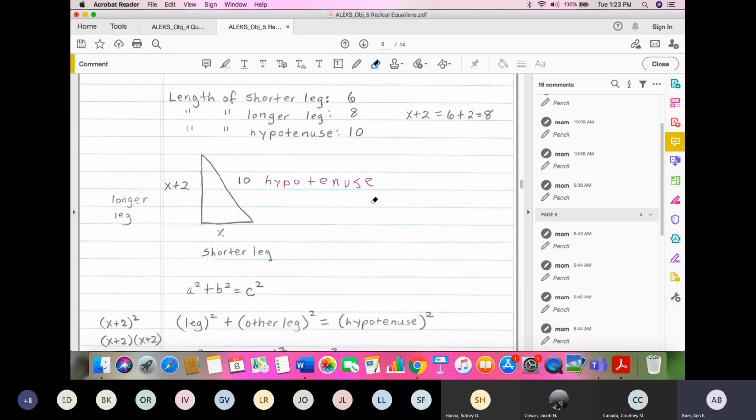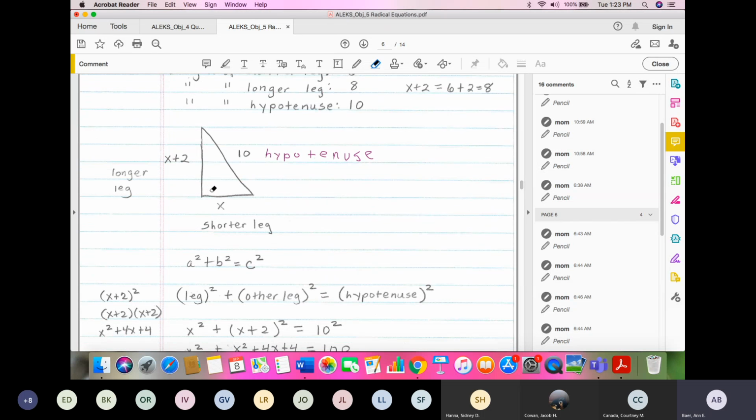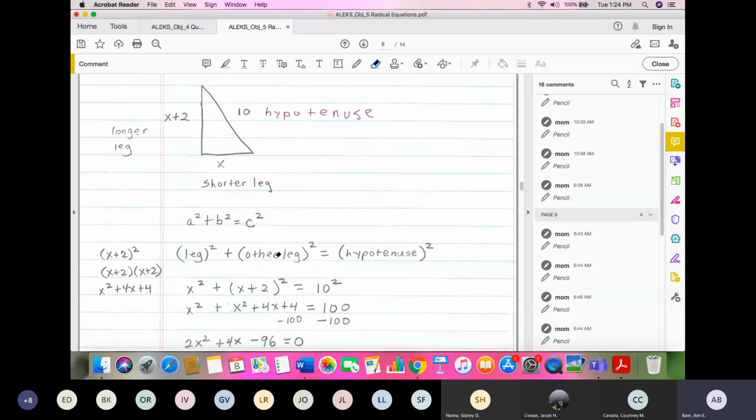And now I've labeled my right triangle. There's a 90-degree angle right here. So I'm just setting up, so one side's the vertical, one side's the horizontal, and then the hypotenuse is the opposite side. So the Pythagorean theorem, we see it typically written in this form, a squared plus b squared equals c squared. What does that mean to us in this context? It means a leg squared plus the other leg squared equals a hypotenuse squared.